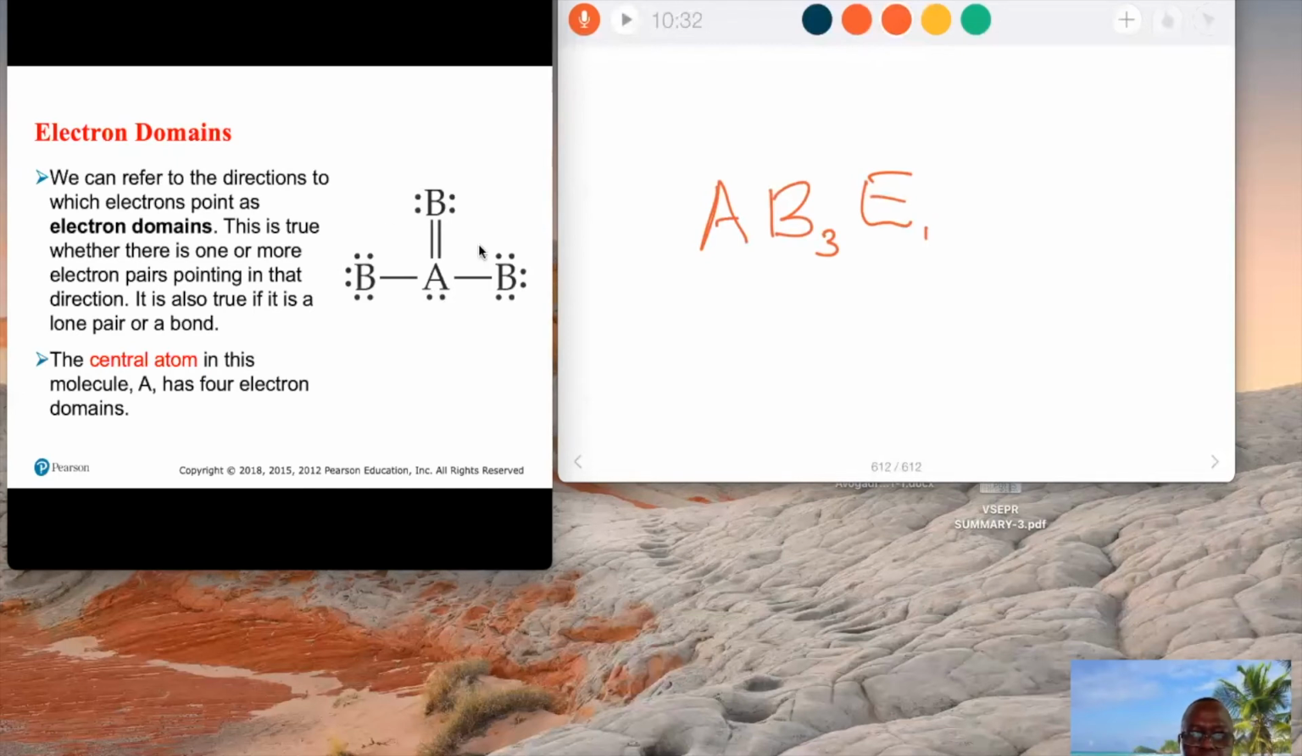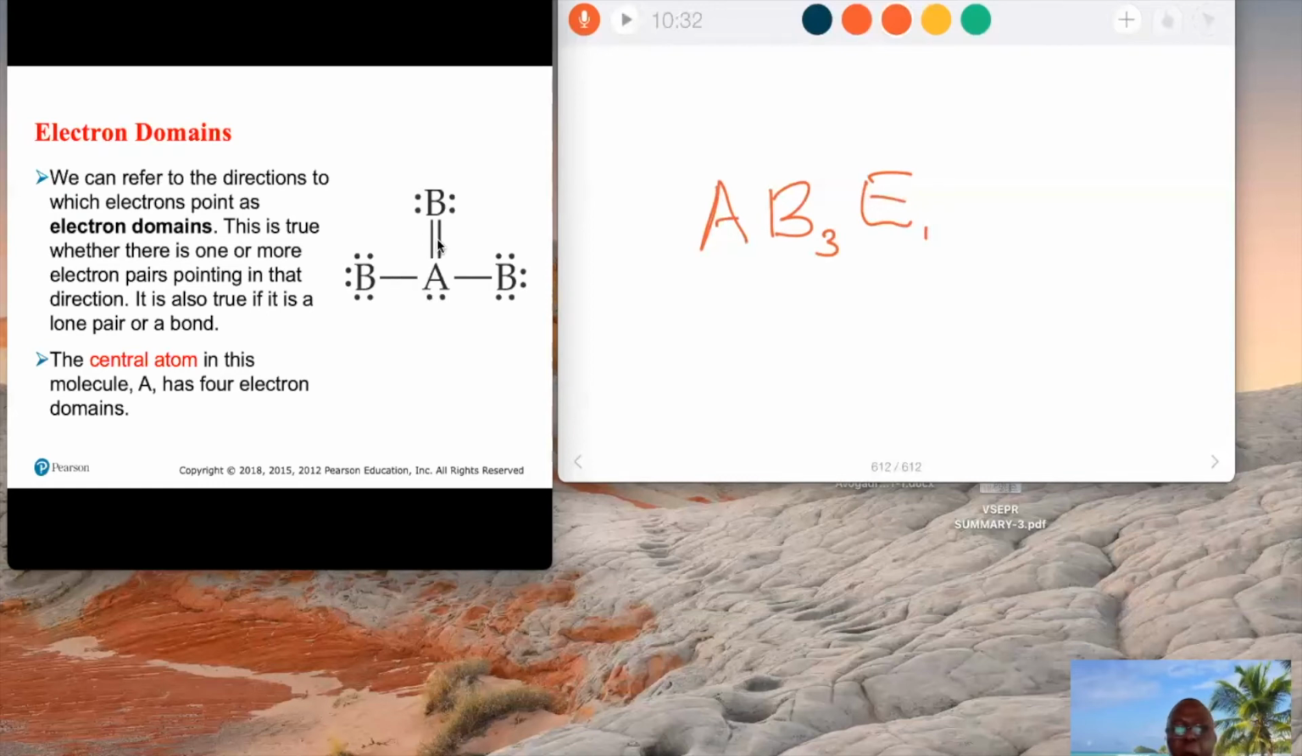These are external, that's 3, and then the lone pair right here. An electron domain can be unpaired electrons. It can be a single bond, or it can be a double bond. Even a triple bond can be a domain. In other words, this is a domain. This is a domain. This is a domain.